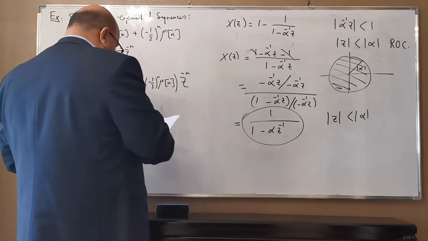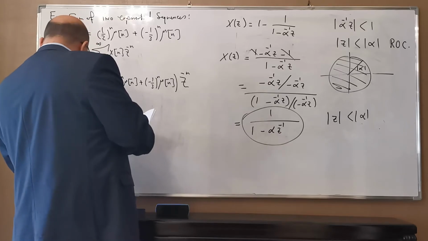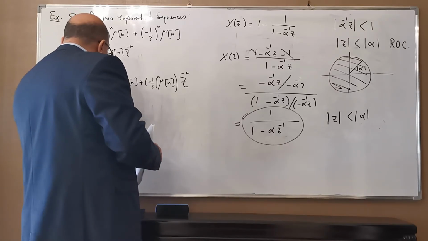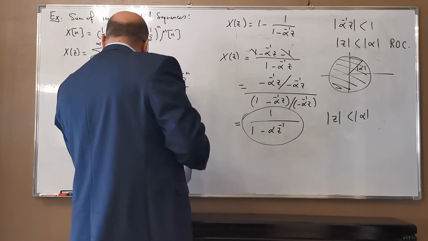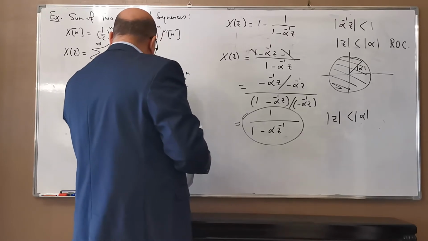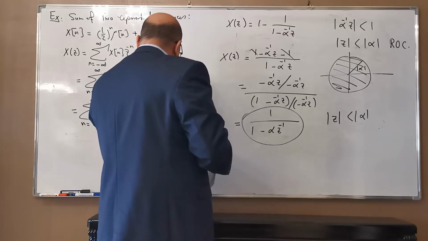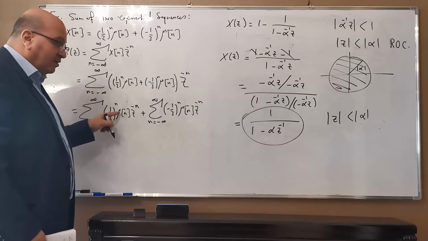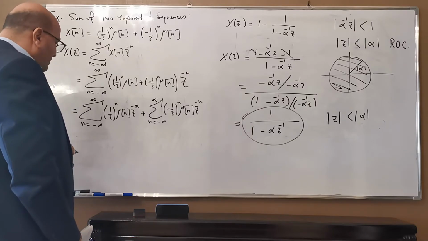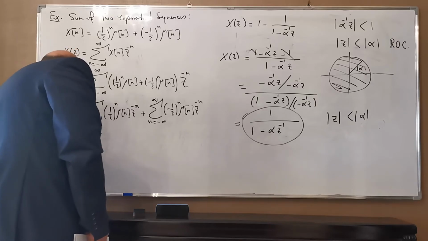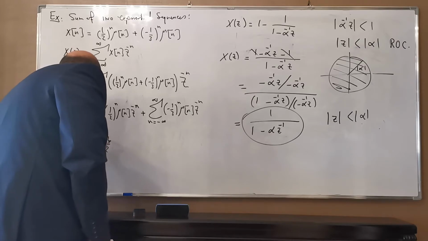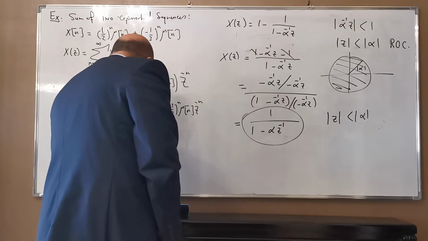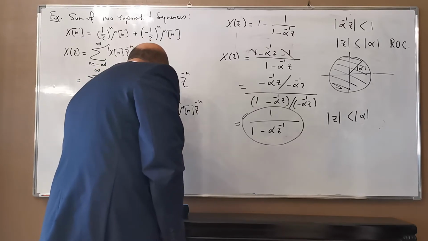Expand the summation over the two terms. So this is a summation from n equals minus infinity to infinity, 1/2 to the power n mu of n, z to the minus n, plus summation from n equals minus infinity to infinity, minus 1/3 to the power n mu of n, z to the minus n. Now I'm going to replace mu of n by the indices from 0 to infinity, because mu of n is our values of 1s from 0 to infinity. So this is summation from n equals 0 to infinity, 1/2 to the n z to the minus n, plus summation from n equals 0 to infinity, minus 1/3 to the n z to the minus n.